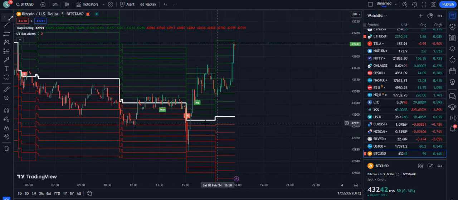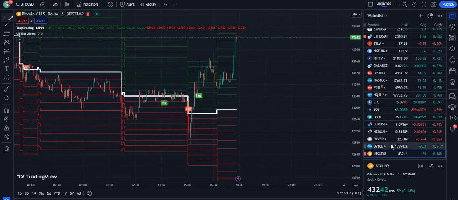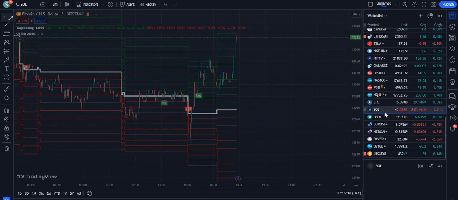And personally, in my opinion, this indicator is far better than using the normal Fibonacci levels. So if you love to trade the Fibonacci levels, then this indicator is going to be a very helpful tool for you, right? Okay, now let me see the other crypto pairs, how this indicator is performing.